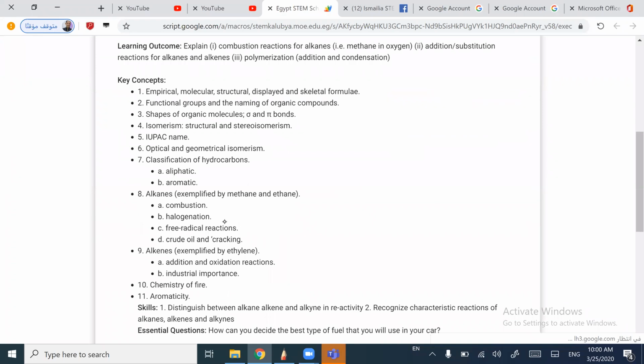أنا المرة اللي فاتت اتكلمت معاهم على الإمبيريكال والمولیكولار فورمولا، بدأت أتكلم في الفانكشن جروب وكنت لسه واقف عند الكحول. الشيب أوف أورجانيك كومباوند سواء باي أو سيجما هتكلم مع حضراتكم فيها، وهتكلم عن الأيزوميريزم، وعن الأيوباك نيم. بدأت عملت لهم كلاسيفيكيشن للهيدروكربون أليفاتيك وأروماتيك. وهنبدأ النهارده ناخد الألكينز، ناخد البروبرتيز بتاعه، وبعدين لو ربنا كرم ناخد الألكينز كمان، هتكلم على الأروماتيستي والكيمستري اند فاير. طب تعالوا بينا نبدأ.